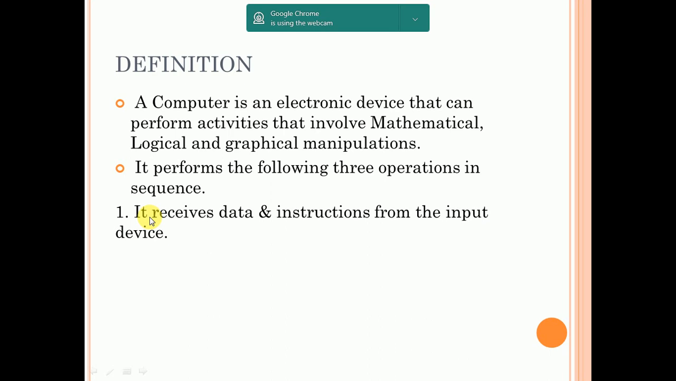So what different input devices had we seen? Gore, Aditya, what are the different input devices we had seen in the last lecture? Input devices. Keyboard, mouse. Mouse, keyboard. Okay. Scanner. Mouse, keyboard, scanner, microphone, all these are input devices. So it receives the data and instructions from the input devices which we are using.